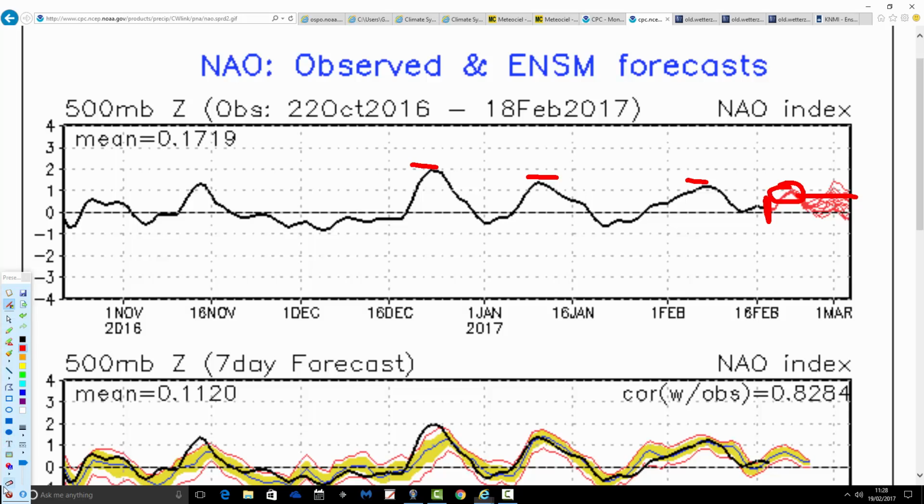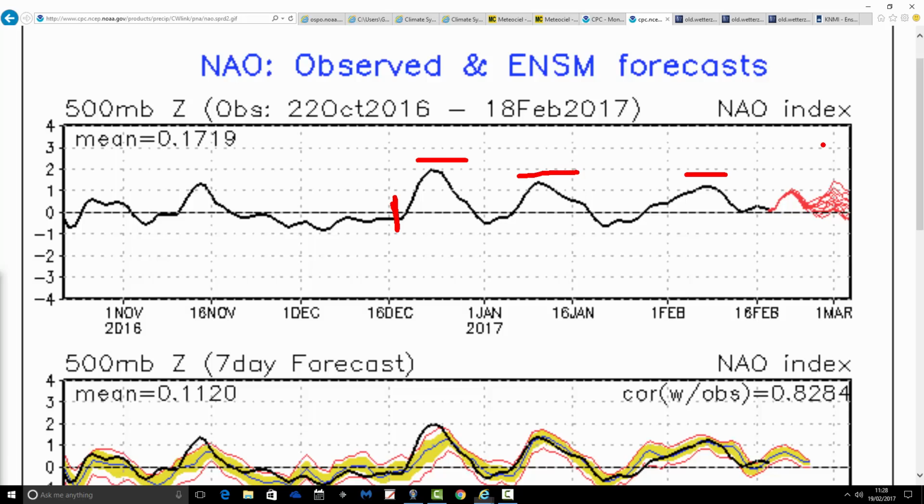Since the middle of December, which is just here, it's generally been a positive NAO winter, which was expected because of the sea surface temperature anomaly set up in the Atlantic this year. It was expected we would probably have a positive NAO, albeit at a lower level compared to the past few winters, and I think that has come through quite well.